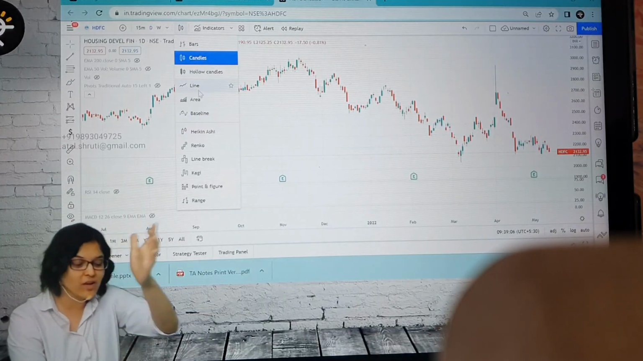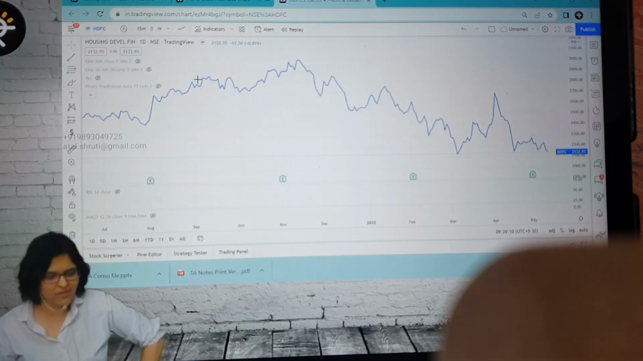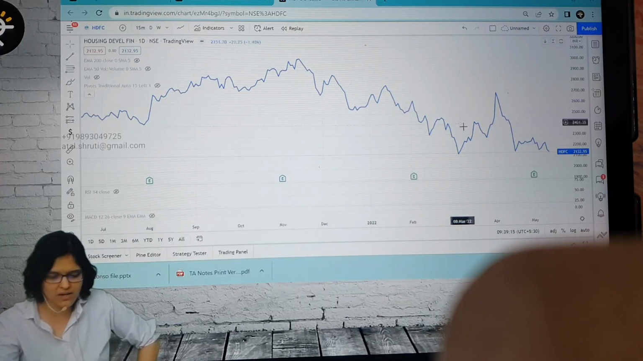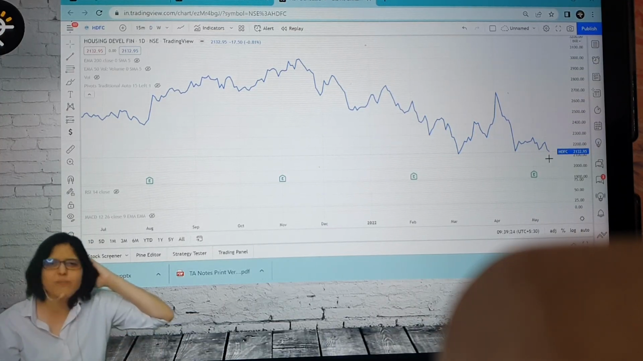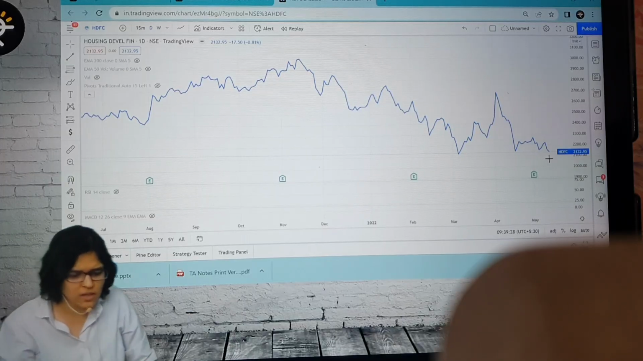So where are we going to click right now? We want to click on line. Simple for me to understand where this stock is going. Can we clearly see this going down? A spike a little bit, right now somewhere sideways, still a little bit going down. So can I say the line chart will help me understand the trend easily? Absolutely yes.